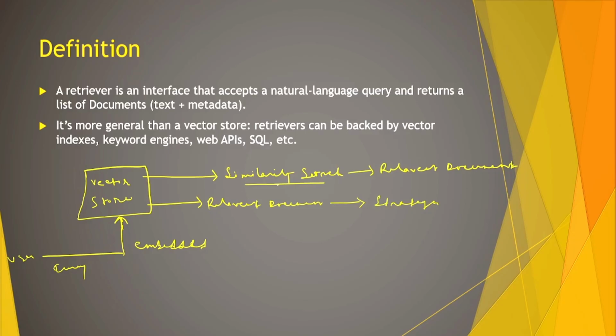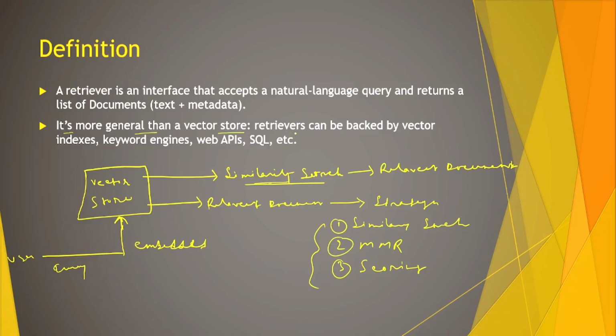In the case of a vector store, we can only perform the similarity search operation, but using a retriever we can use several strategies. One is similarity search, one of the strategies. Second, we can use MMR, which is another strategy, and I will tell you what it is. Third is a scoring factor. Using scoring, we can use any kind of retriever and get the relevant documents. All these techniques we can use with a retriever that we cannot use in a vector store. That is why it is written here: retrievers are more general than a vector store.